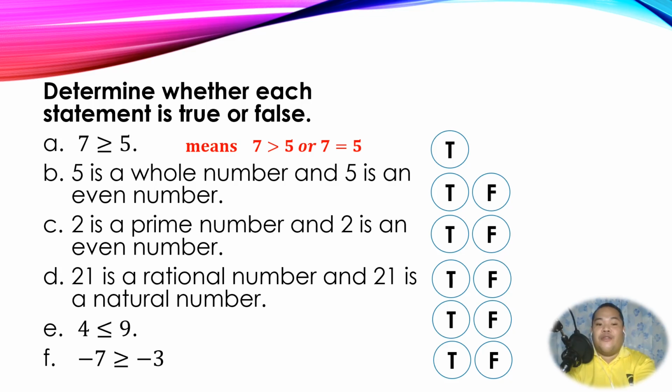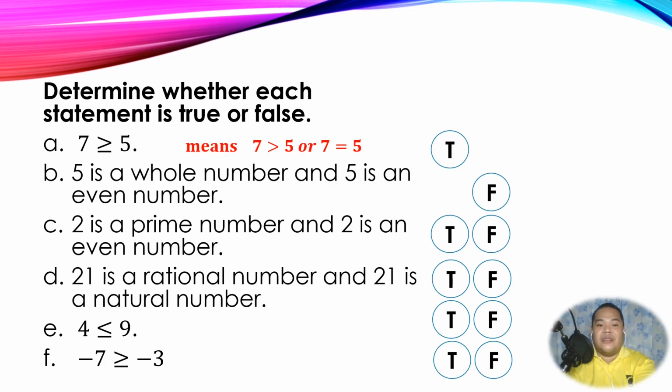Letter B. 5 is a whole number and 5 is an even number. 5 is a whole number is true. 5 is an even number is false. The logical connector is AND. But in AND, the two statements must all be true. Therefore, letter B is false.